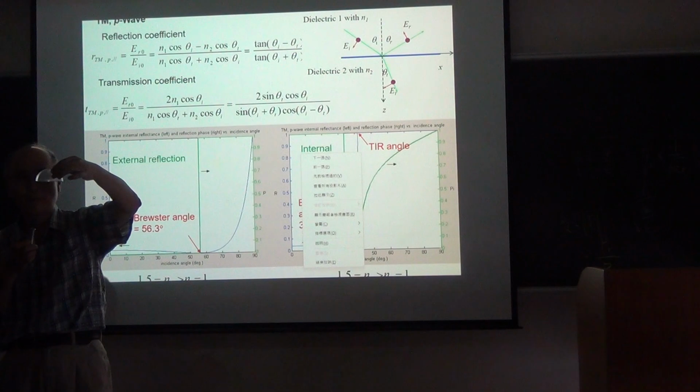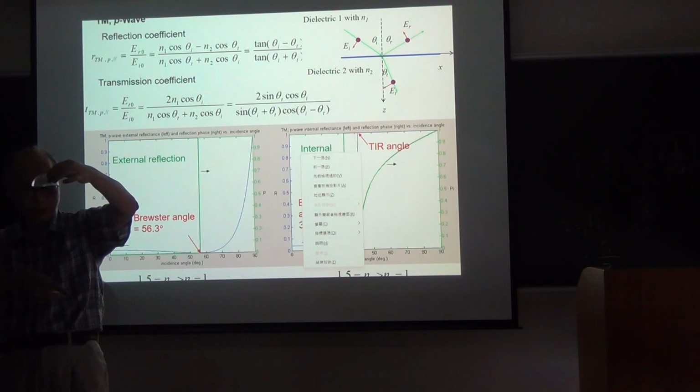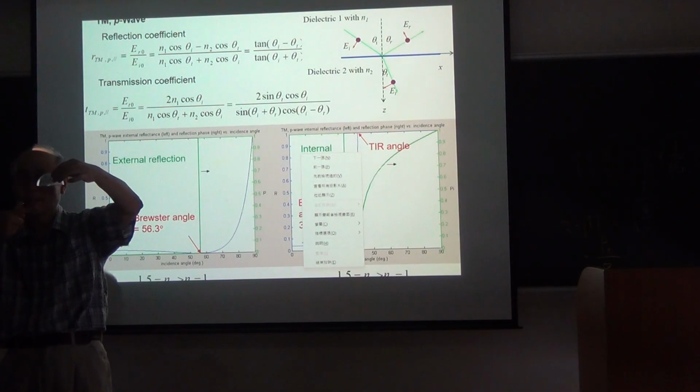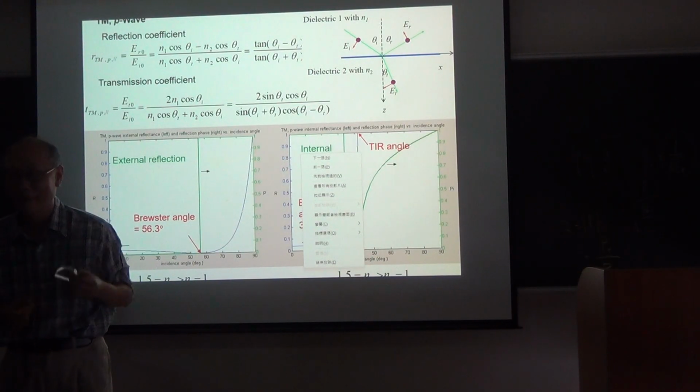Normally, if you send the laser onto some material interface, you have reflection and you have transmission. But at a certain angle, the reflection disappears, if you polarize the laser along the plane of incidence.